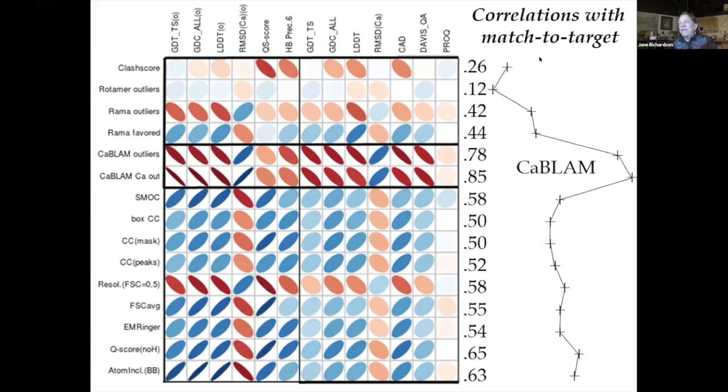And it turned out that kablam had the highest correlation with match to target, even more than resolution, for instance, or than any of the model-to-map parameters. I think the statistics are not good at all for this, so it won't necessarily hold up at this level. But anyway, it does probably have a stronger correlation.